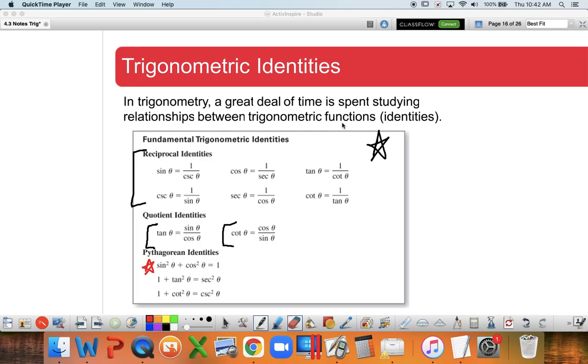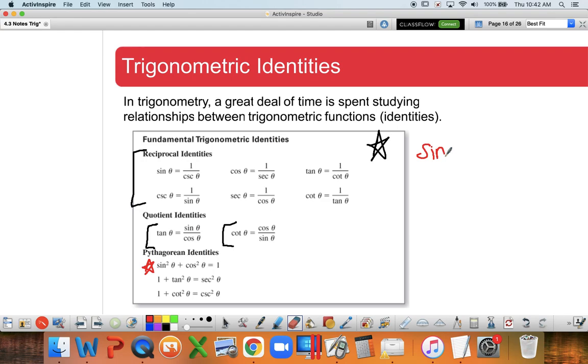This is Trig 4.3, part 2 of the lecture slides. So we just started to outline some of these Pythagorean identities. And the sine squared plus cosine squared theta equals 1, this is an important one. And it will come up probably the most frequently out there. But what does it mean?